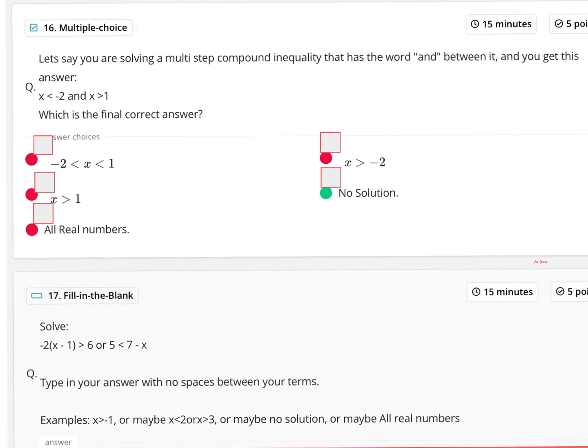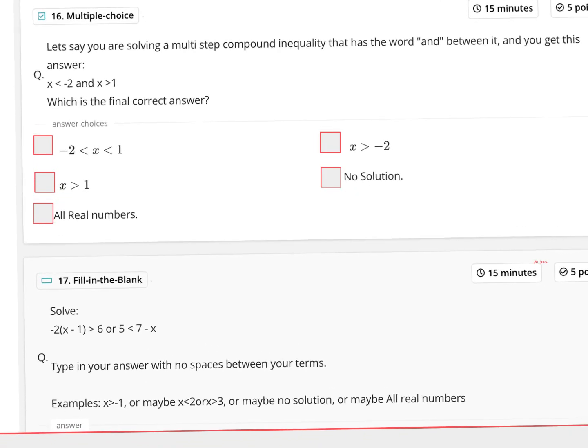All right, so on this question it says, whoops, I already showed you the answer, my bad. It says, let's say you're solving a multi-step compound inequality that has the word and between it. All right, so you have a crazy inequality, the word and then another crazy inequality, and you solve both of them and you get two answers, but the word and is between them. Okay, and let's say you get this as an answer. X is less than -2 and x is greater than 1. So do we write this as a compound inequality? Or is it going to be this one or that one? Is it going to be no solutions? They're all real numbers. We need to determine that.